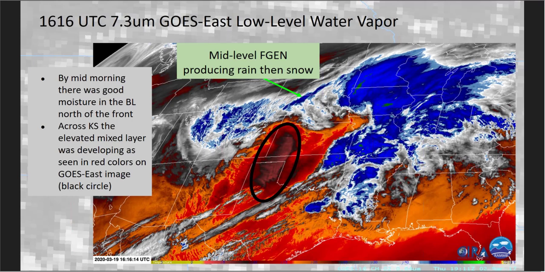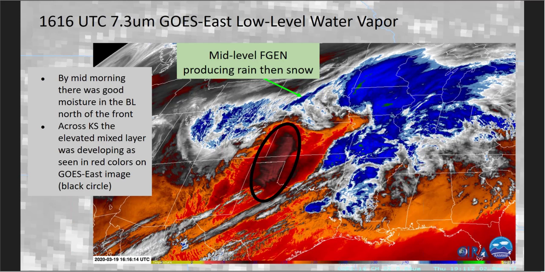So a quick snapshot at 1616 UTC in the low-level water vapor. The things that jump out to you are the brighter, colder colors, of course, across Minnesota and Iowa. But across our area, a pretty thin area from north central Nebraska into the Panhandle there, was a good mid-level F-gen signature, which at that time in the morning was producing primarily a cold rain, and then it switched over to snow later on. But there was good moisture in the boundary layer north of the front.